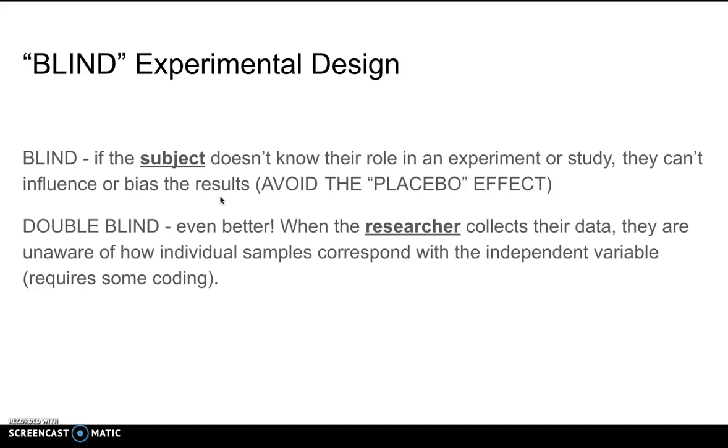So if the subject doesn't know their role in an experiment or study, they are unable to influence or bias the results through their own actions or reporting. And so we'll see something similar to that when we talk about control groups, a way of preventing the subject, the thing that we're studying, from influencing the outcome. And there's an even better way to do it, and that's the double blind.